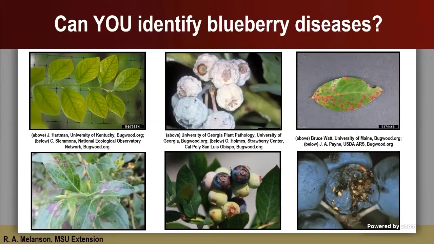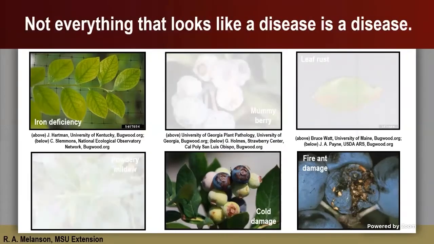Just thinking about what we discussed, and looking at those, here are the answers. You have iron deficiency, mummy berry, leaf rust, powdery mildew, cold damage, and fire ant damage. So three of those are not actually plant diseases. Not everything that looks like a disease is a disease, but it's common to get some of those things mistaken for disease.